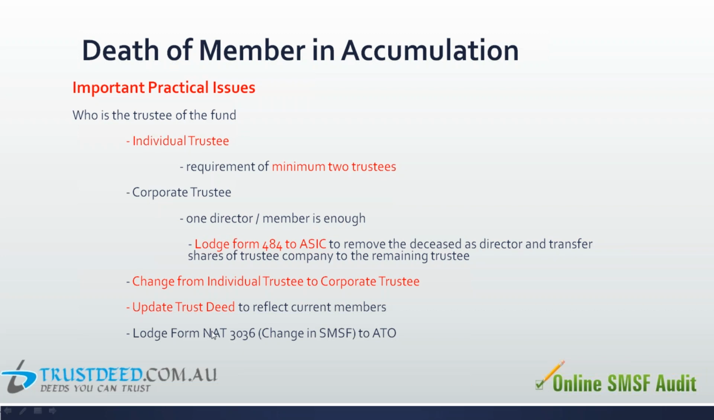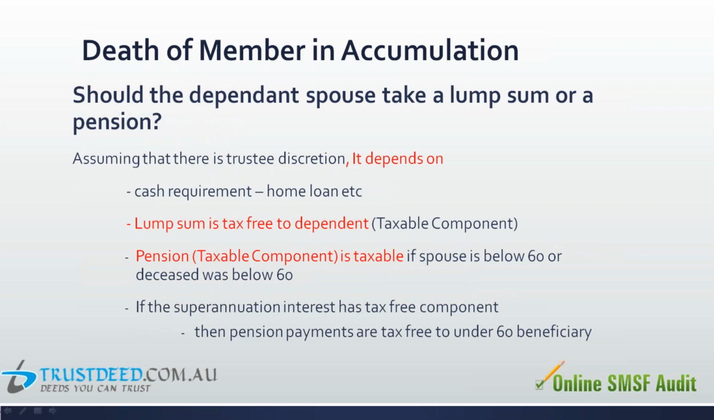The last thing which you must do, which is very, very important, and I've seen this being missed many, many times, is to lodge form NAT 3036 to the ATO. Because if you're an auditor, you need information on what the structure looks like as far as the tax office is concerned, and what the structure looks like as far as ASIC is concerned, and what the structure looks like as far as the trust deed is concerned. And sometimes you'll find that all three do not sync. So by lodging the 484 form, by lodging NAT 3036, by updating the trust deed, you'll make sure that all three of them are actually syncing and all three are the same.